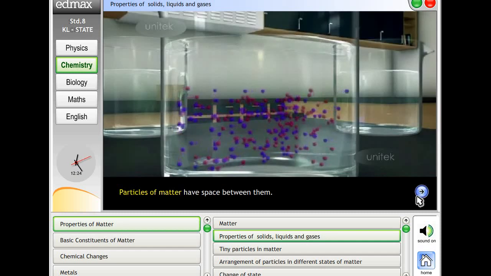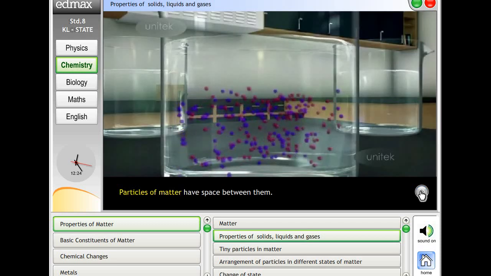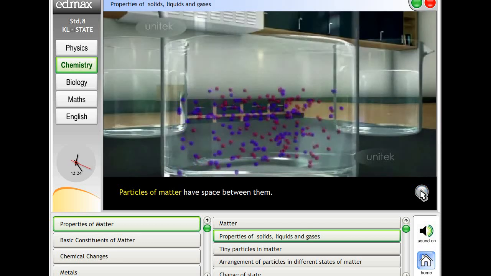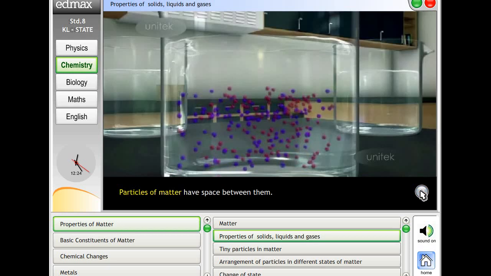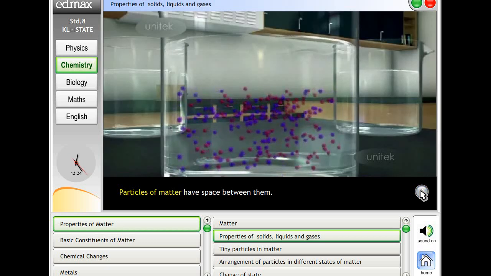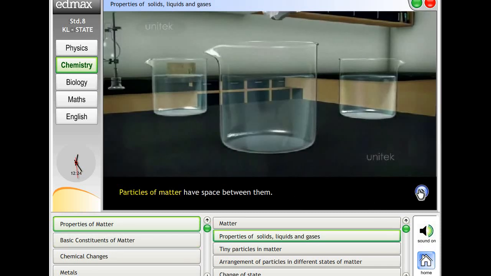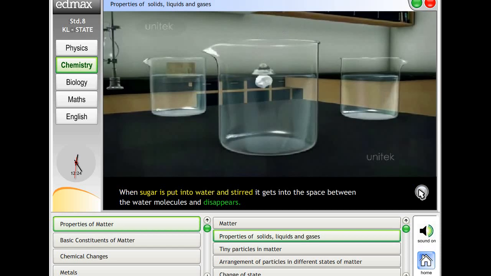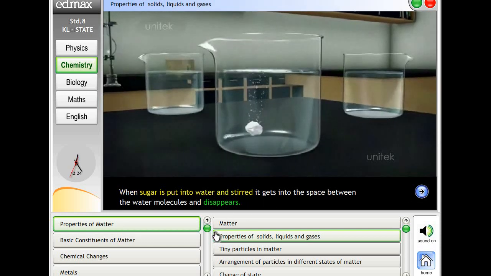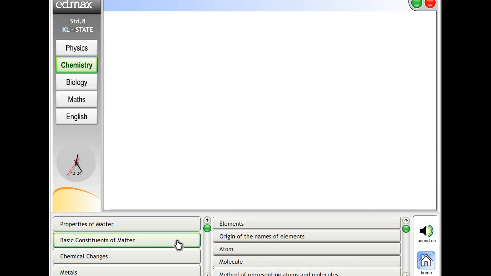Characteristics of particles of matter. Particles of matter have space between them. When sugar is put into water and stirred, it gets into the space between the particles of water.